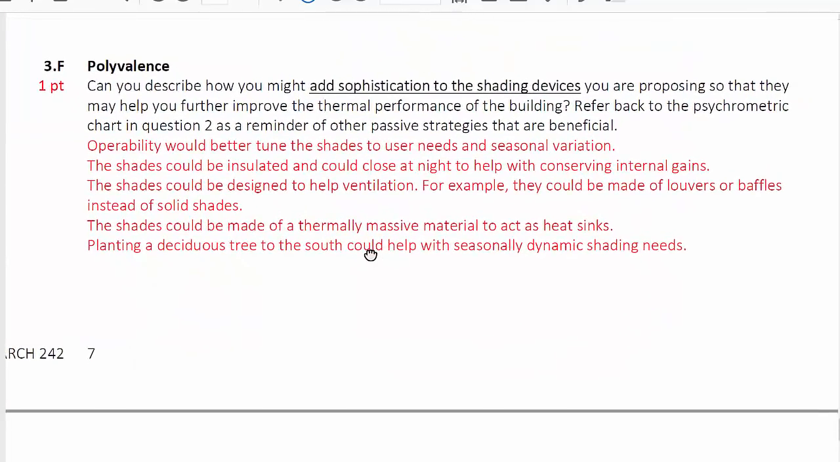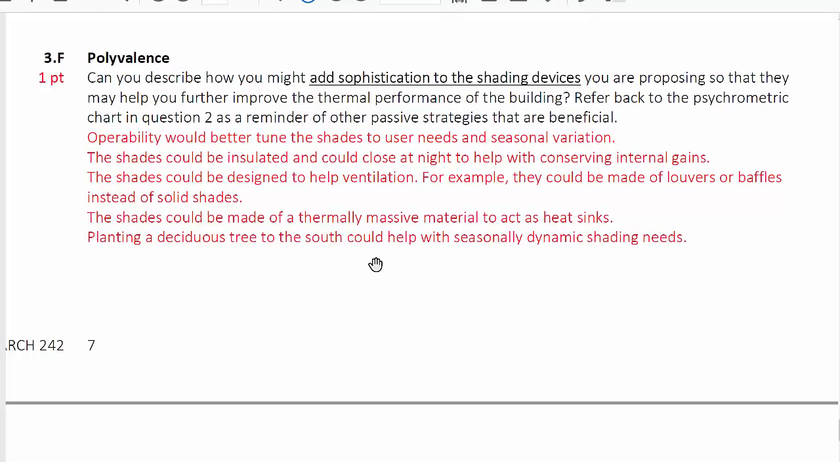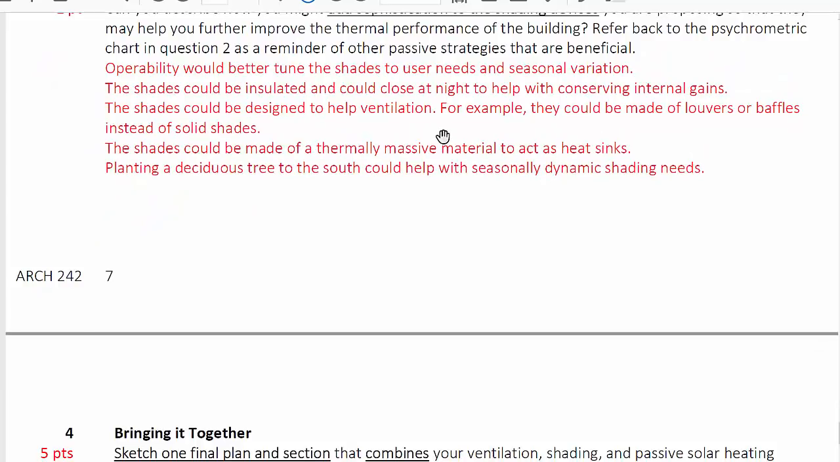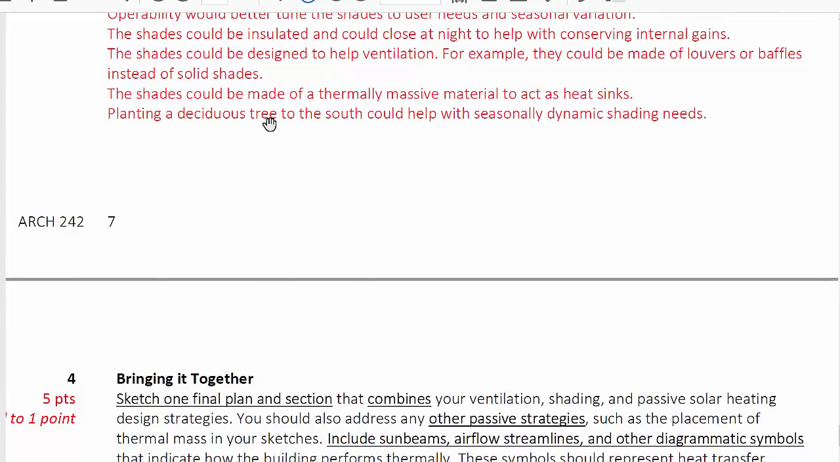You guys did really well on the next question, kind of talking about ways you could address this term of polyvalence, or how can you make one thing do multiple jobs for you. So operability, people talked about having the shading devices with insulation inside of them, so you could close them at night to insulate the building. The shades could actually help with ventilation by being louvered or acting as fins. You could use it as a heat sink, or you could also plant some trees.